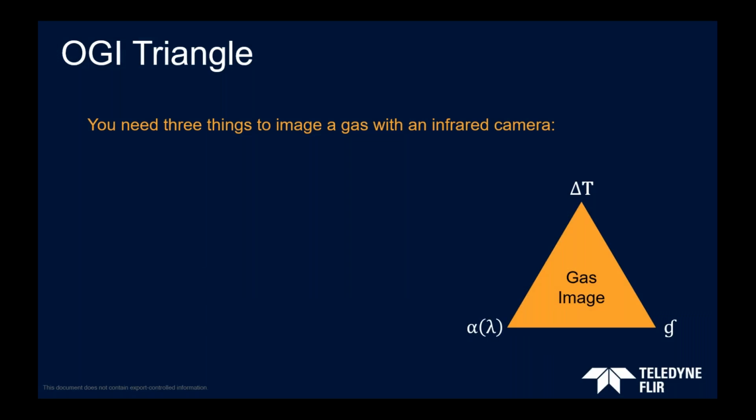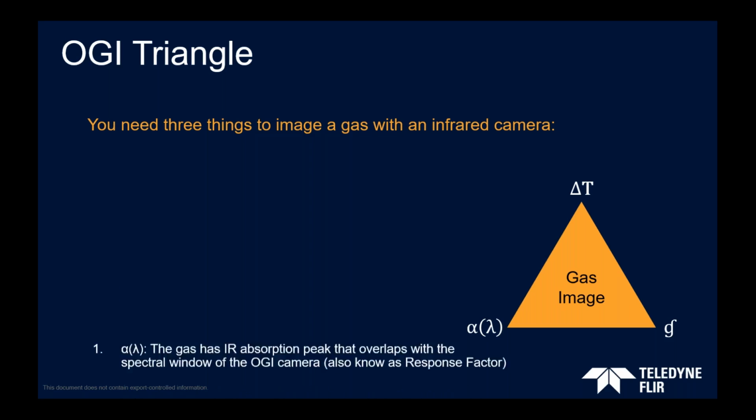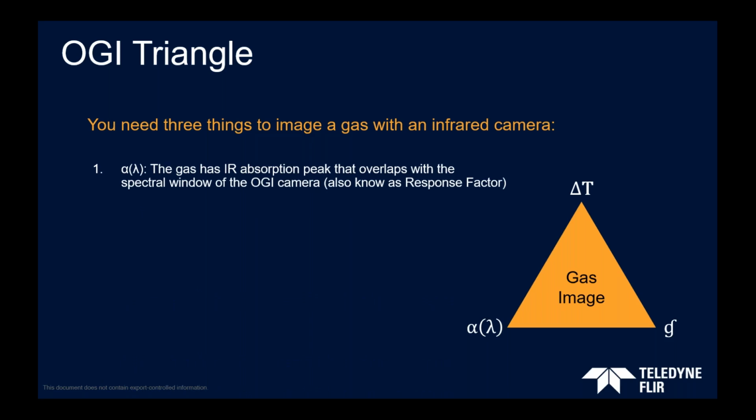So the OGI triangle. Now we're all familiar with the fire triangle. We know that take one element away, you don't get fire. Very similar thing can be applied to optical gas imaging, specifically for quantification as well. But three main things that you will need for an optical gas imaging camera to work. Firstly is that the infrared absorption peak of the gas that you want to look at overlaps with the spectral window of the OGI camera. And this is also known as a response factor. And I shall talk a little bit about response factors as we move on.